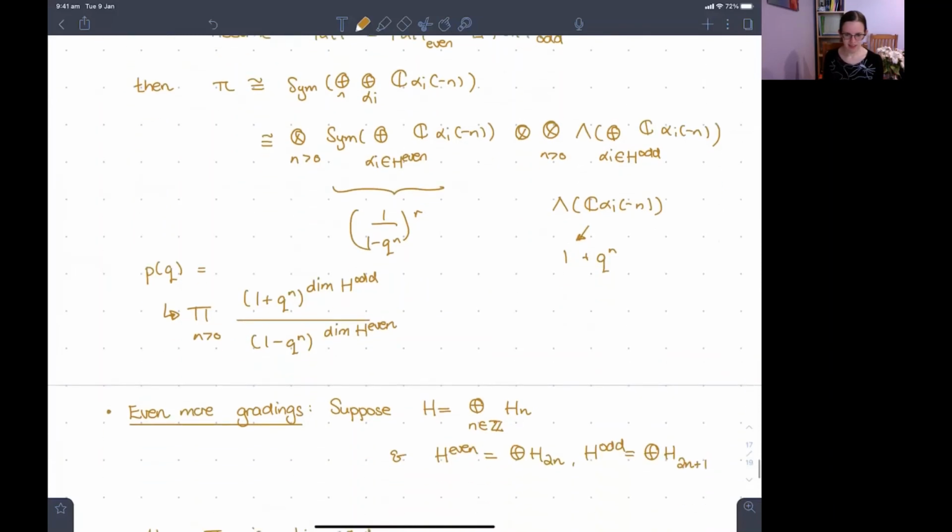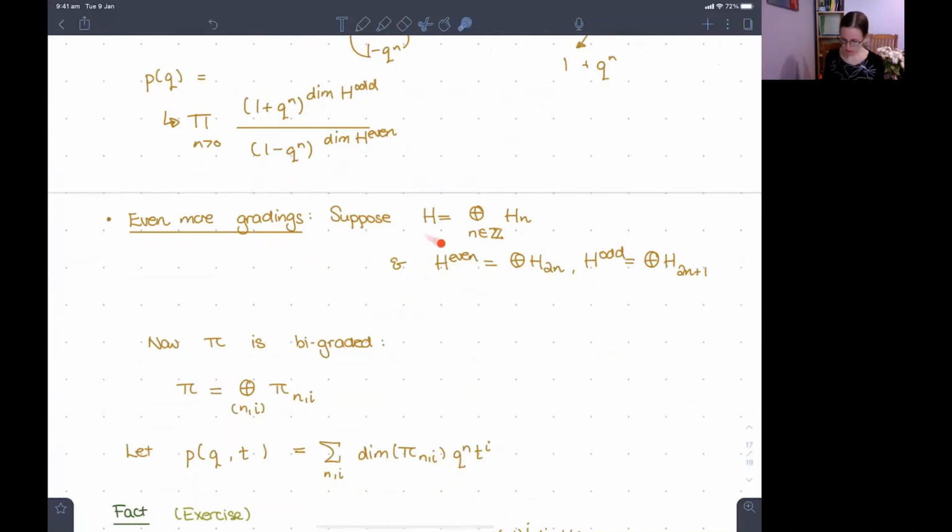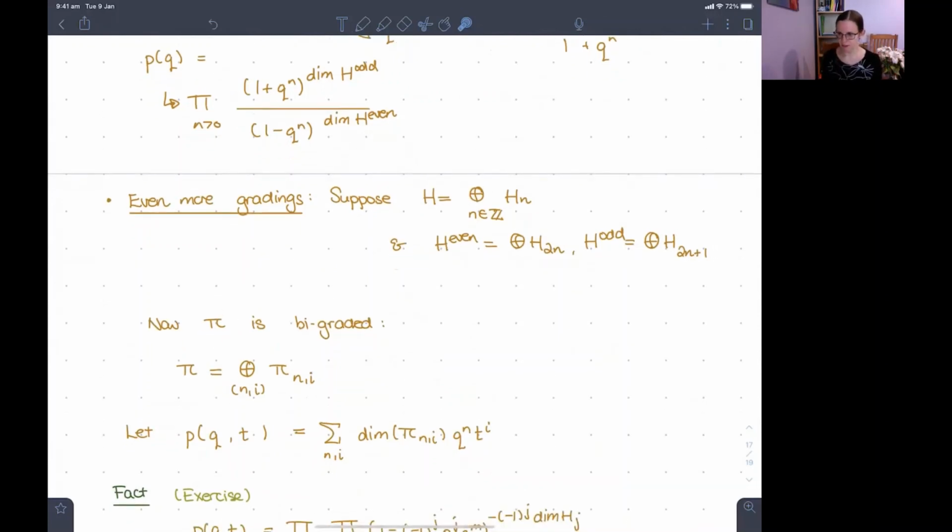And there's one last thing to check, which is the case that we'll be interested in. So if H, which we said was a super vector space, is actually a graded vector space and it's broken into odd and even parts according to the odd and evenness of the integers, then pi is bigraded. So let's write absolute values for the grading on H. So an element of pi, like alpha_(-n), has degree n and the degree of alpha by its degree.